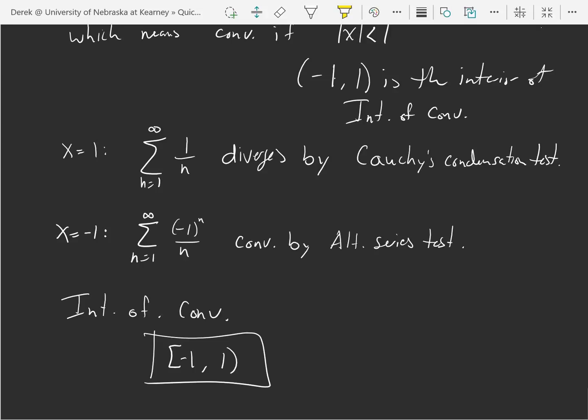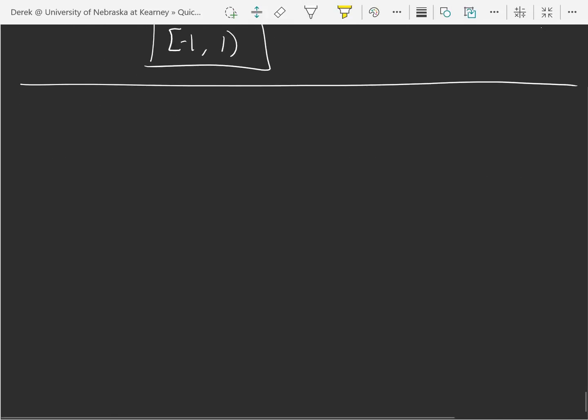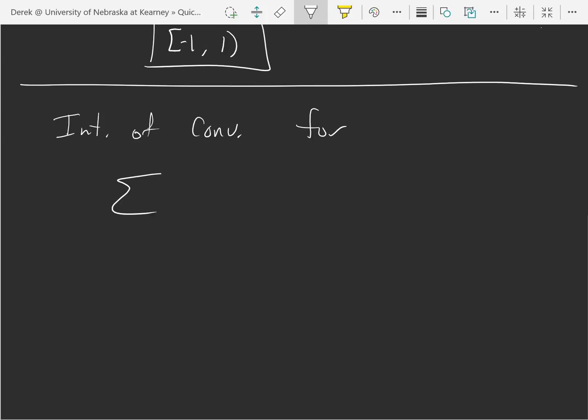Okay, let's do one more because I want to show you sometimes the ratio test is easier to use. So let's look at the interval of convergence for the sum of x to the n over n factorial from n equals 0 to infinity. You might recognize this as the power series for the function e to the x, or the Taylor series for the function e to the x, and this would tell us where that Taylor series actually converges.